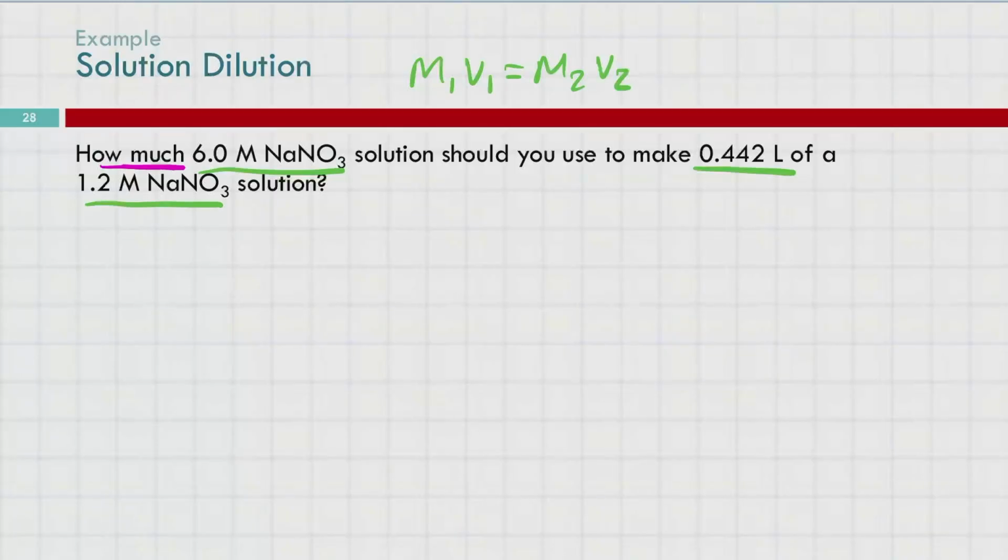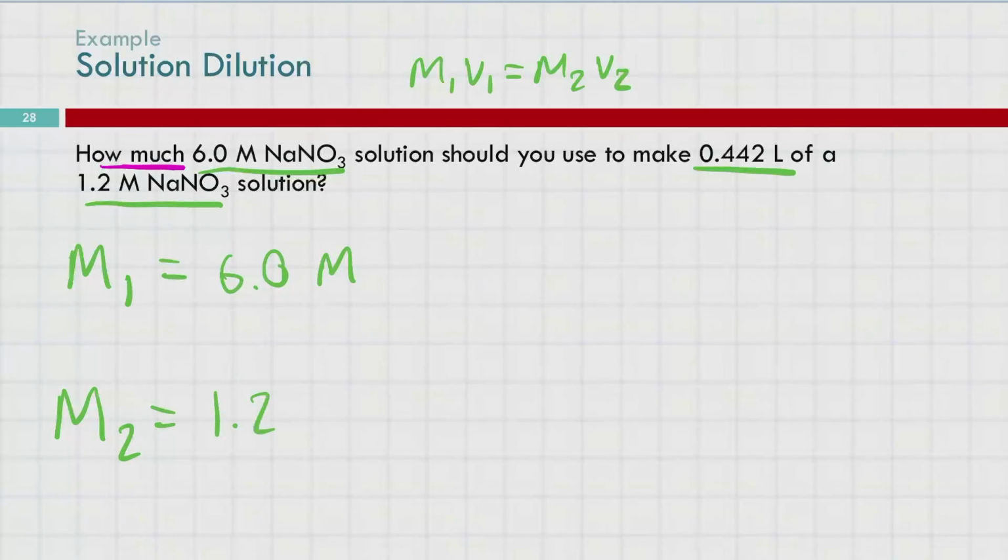This is very similar to the P1V1 equals P2V2 and the other simple gas laws that we have done. The big part is that we want to make sure that we don't get our things mixed up. We don't want to get our state 1 and our state 2 mixed up. So we've got 2 molarities. Let's just call them in the order that they show up. So I'm going to call M1 6 molar. I'm going to call M2 1.2 molar. It doesn't matter which one's 1 or 2. The important thing is that we don't get them mixed up.